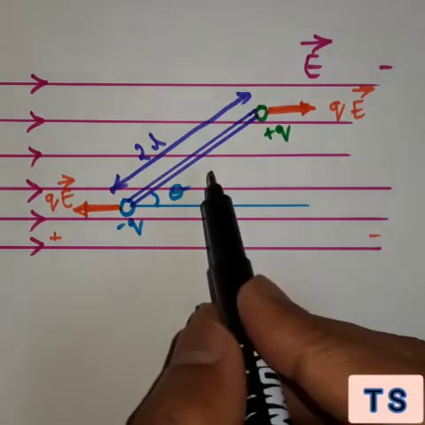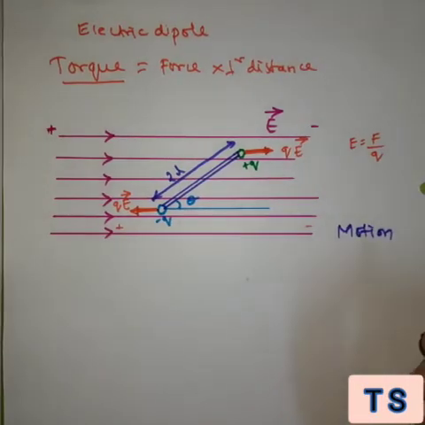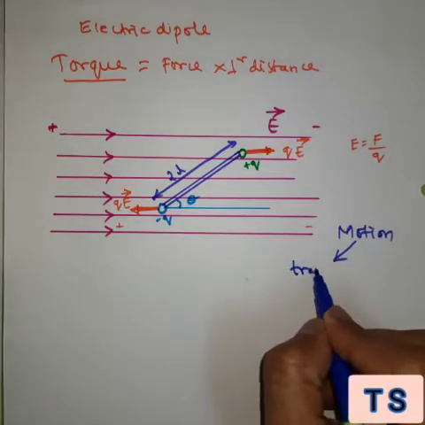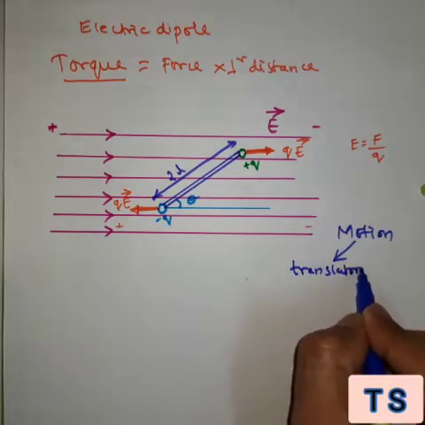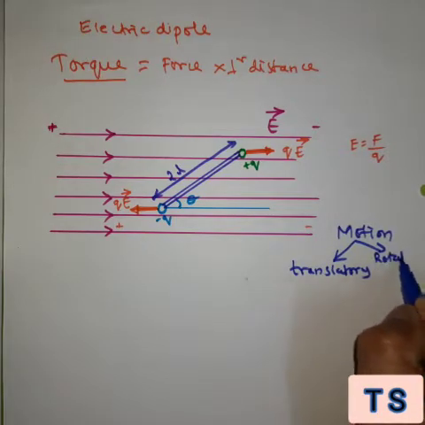So there will be motion in this particular dipole, and when I discuss motion, I know there will be two types of motion which can take place. One is the translatory motion and the other one is the rotational motion.